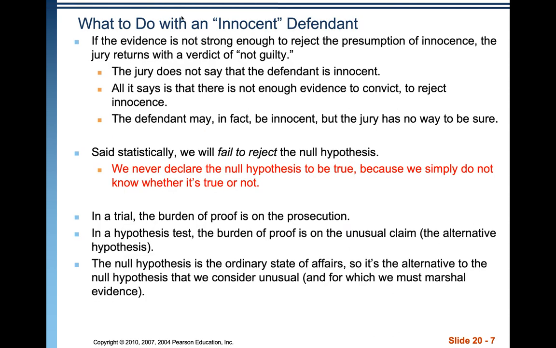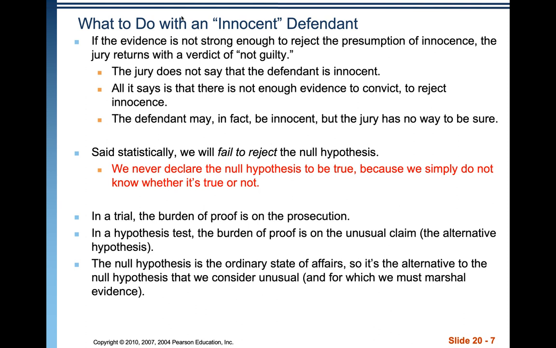If the evidence is not strong enough to reject the presumption of innocence, the jury returns with a verdict of not guilty. The jury does not say that the defendant is innocent, and they certainly have not proven that the defendant is innocent. All it says is that there is not enough evidence to convict, to reject innocence. The defendant may, in fact, be innocent, but the jury has no way to be sure. On the other hand, they may not be innocent, but the evidence wasn't strong enough to reject that presumption of innocence. Said statistically, we will fail to reject the null hypothesis.